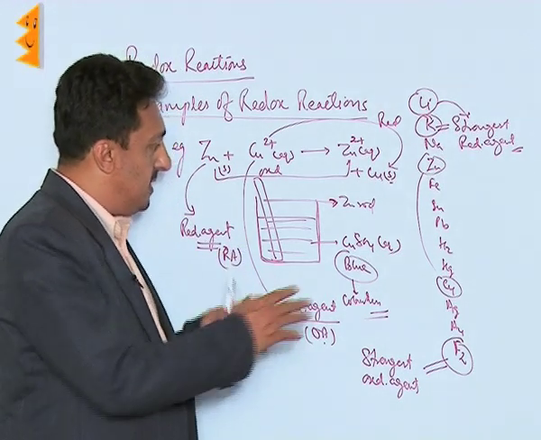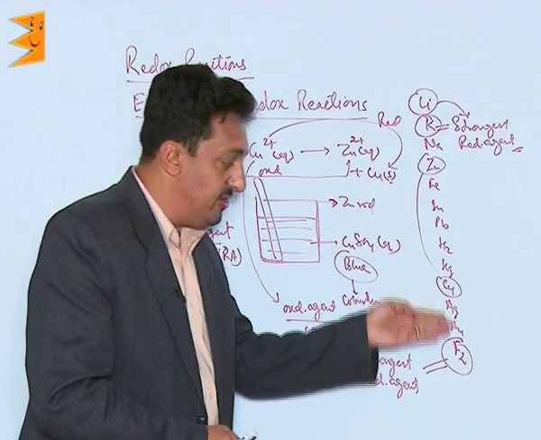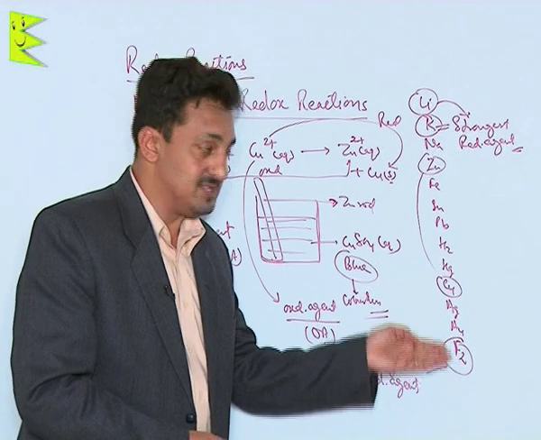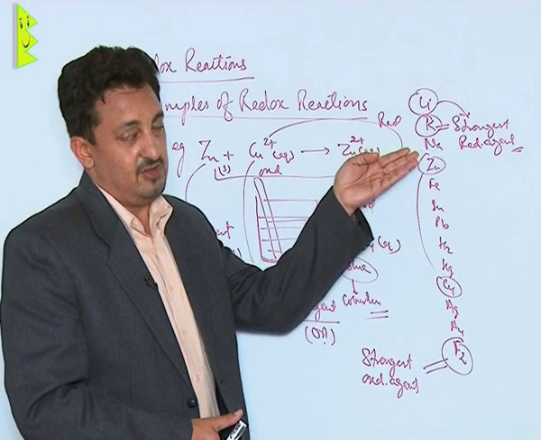So this is how we can categorize. Lower is the position, the better the oxidizing agent is. Higher is the position, the better the reducing agent is.